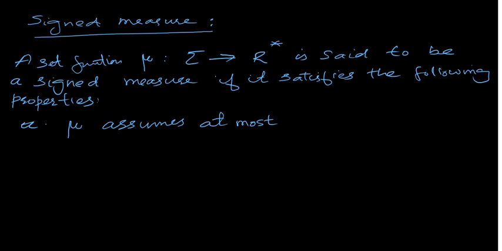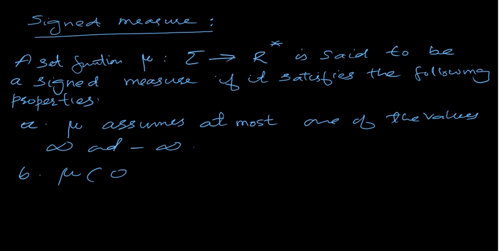One of the values, plus infinity or minus infinity. It should not assume both the infinities, because this will create a problem. We'll discuss later on why it should assume only one infinity, either plus infinity or minus infinity, or it should not assume any infinite value. If it assumes infinity values, it should assume at most one, not both. And the second property is that mu of the empty set should be equal to 0.